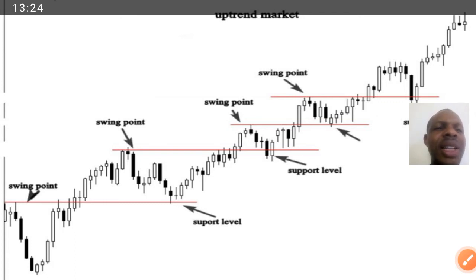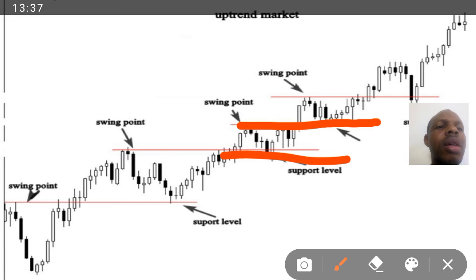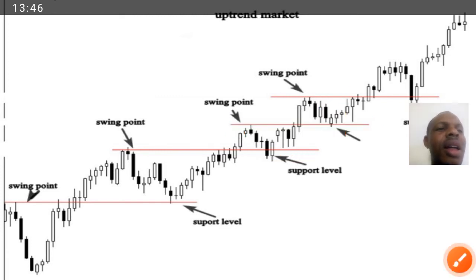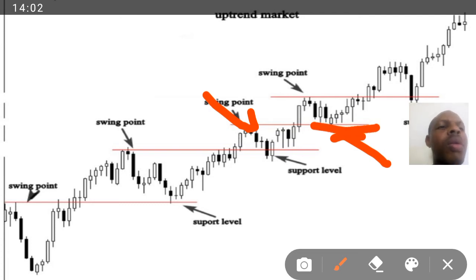So you can see the price acted as support here, acted as support here before continuing up. Same thing happened here. It was a resistance here, and it became support here. Resistance here and support here. Why? Price stood on this line before going up. That's what we call support.